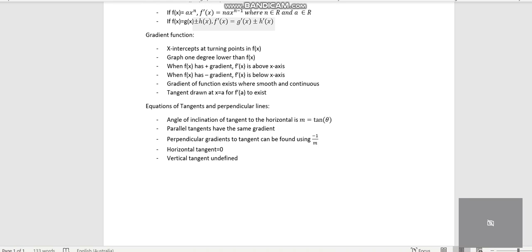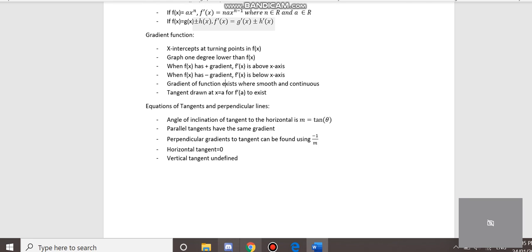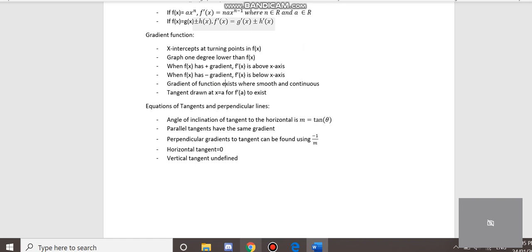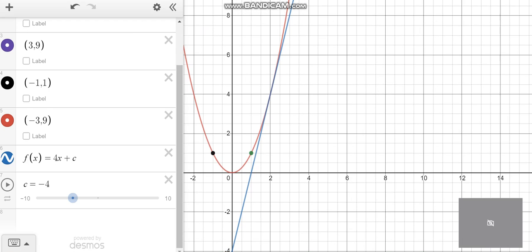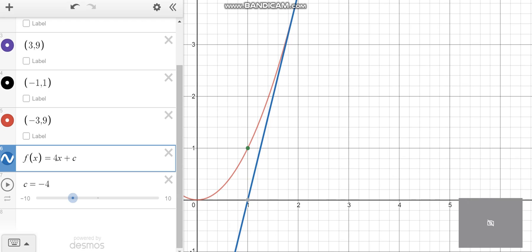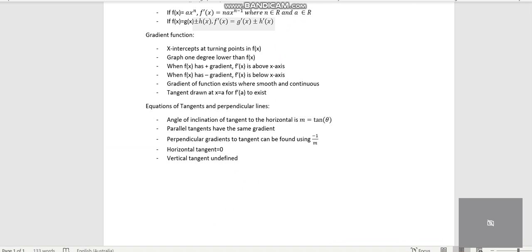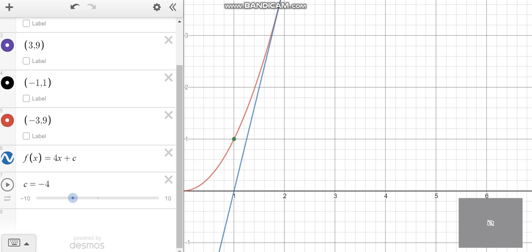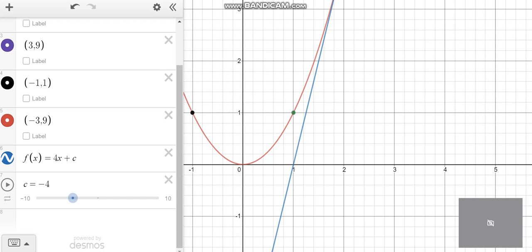Okay, so equation of tangent and perpendicular lines. The angle of inclination to the horizontal: m is tan theta. The horizontal is the x-axis, the x direction here, and you can see the angle I made from this line to the x-axis. That's your angle of inclination, measured by m using tan theta. If you remember your exact triangles, a right angle triangle with sides of length 1 and 1 has hypotenuse root 2. The angle is 45 degrees, and since the sides are 1 and 1, 45 degrees is a gradient of 1.